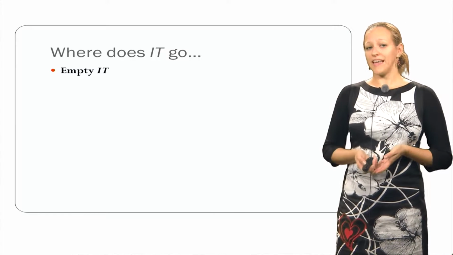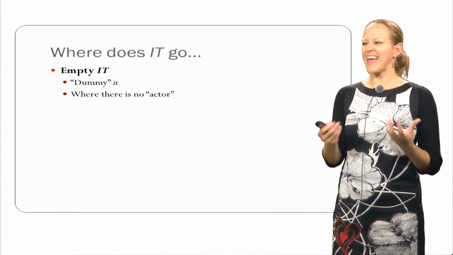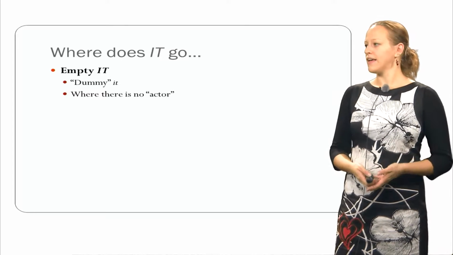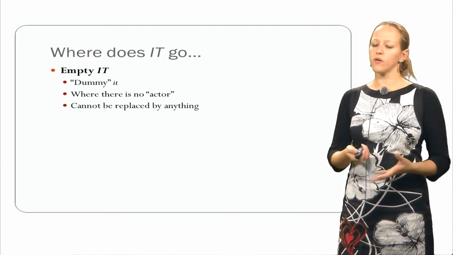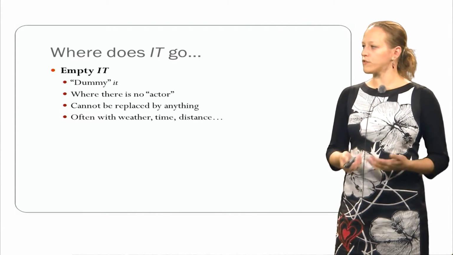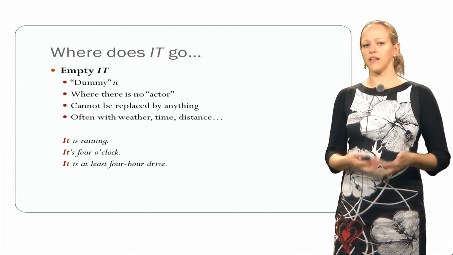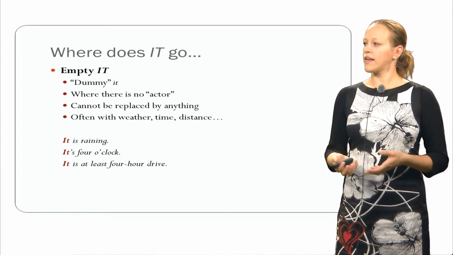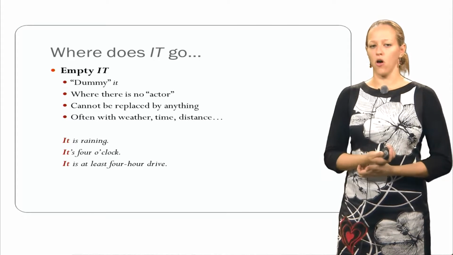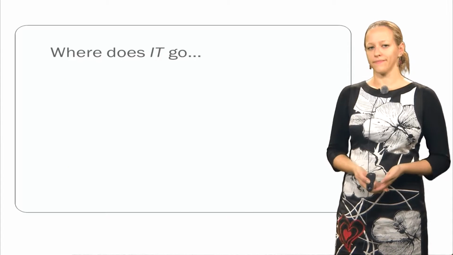Then we have empty it, which as the name suggests, represents something that is not there, where there is no actor. It's sometimes also called the dummy it. There is nothing to point to and you cannot replace it by anything. And because of this, it's very often used for weather, for time, for distance, and so on, because you cannot really say he is raining or the cloud is raining. You say it is raining because there is no real actor to do the raining, or it's 4 o'clock, because there is no one doing the 4 o'clock. So this is the empty it.